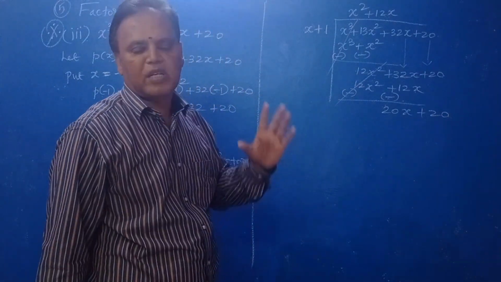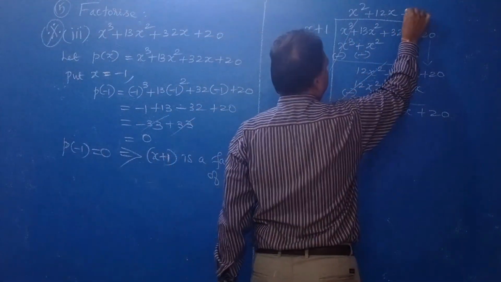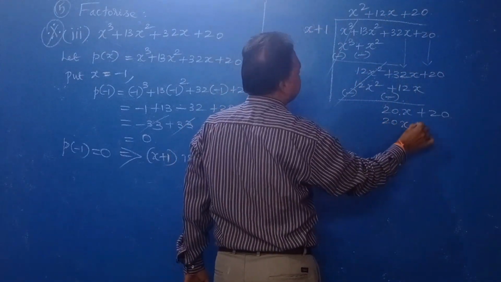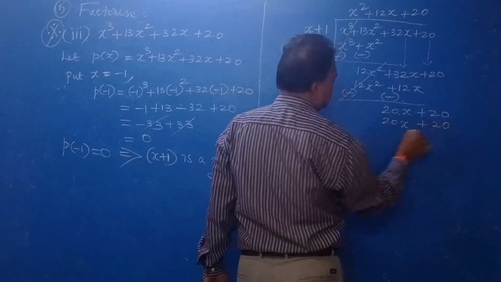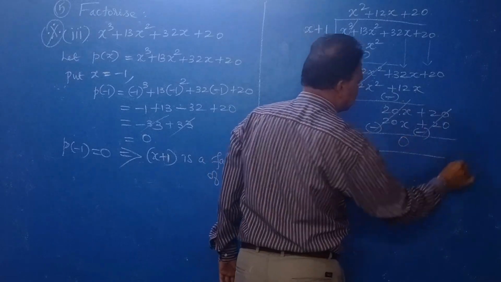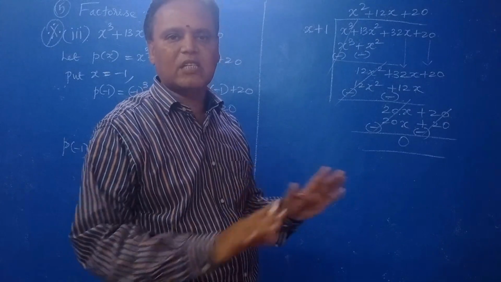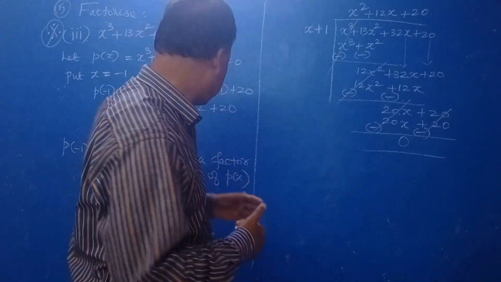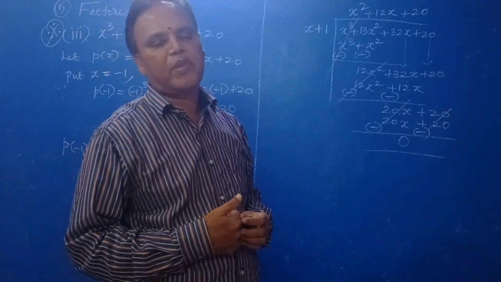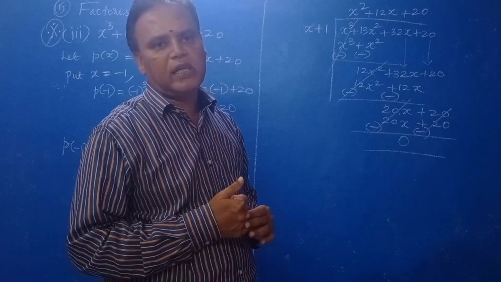So the simplification part, correctly how to do. Now 20x by x is plus 20. Multiply plus 20: 20x plus 20. Again change the sign. These both will be 0. Right? You should get 0. Then only this division is correct. Otherwise, wrong. Why? Because x plus 1 is a factor of p of x, which means exactly divisible. Clear? Exactly divisible means you have to get 0. Otherwise you cannot. Clear?